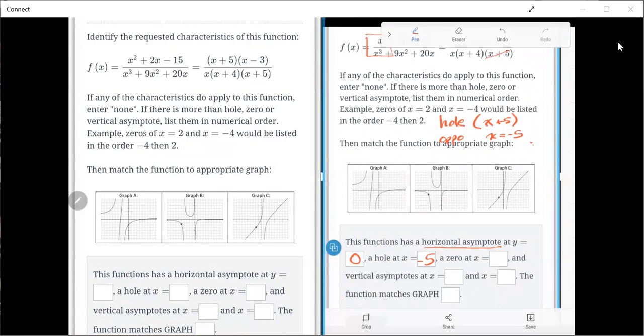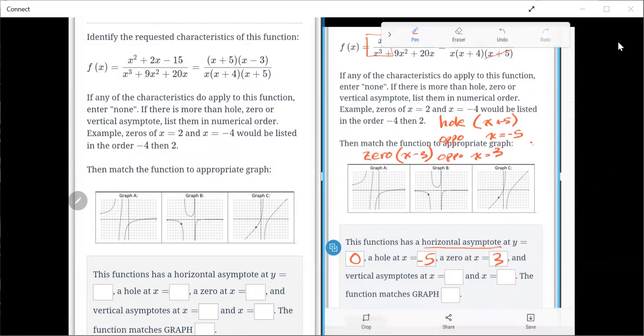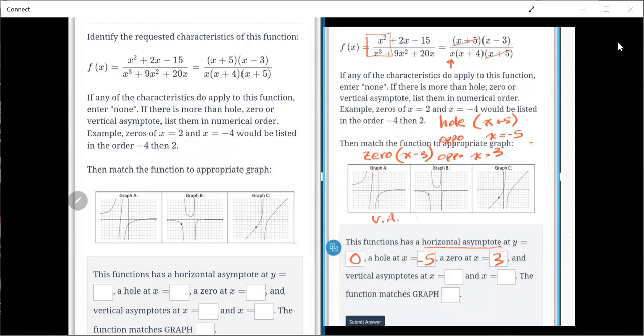So in the numerator, I see x, so my zero is x minus 3. And the opposite of that, my x is going to be x equals 3, positive 3. So I have a 3 there. My vertical asymptotes, I have 2 of them. I have an x, and x is going to equal 0. And then I have x plus 4. In that case, my x is going to be negative 4. So I have 0 and negative 4.